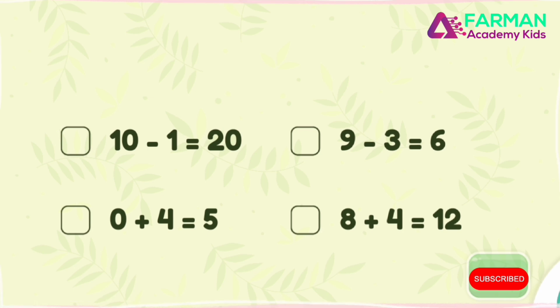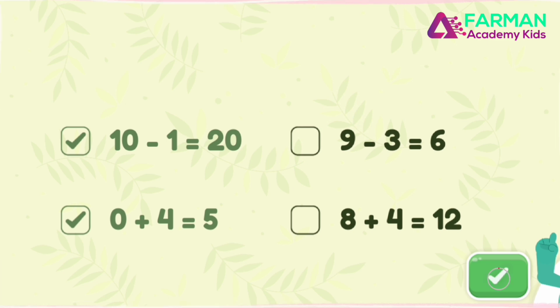Listen carefully to the next instructions. Let's do a tricky one. Find the two equations that are false. Super! You found the false equations. 10 minus 1 is not 20. 0 plus 4 is not 5.